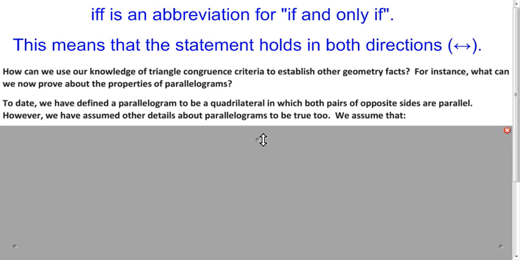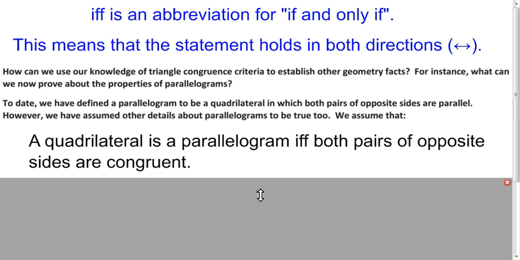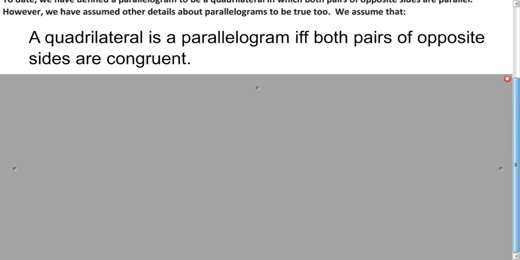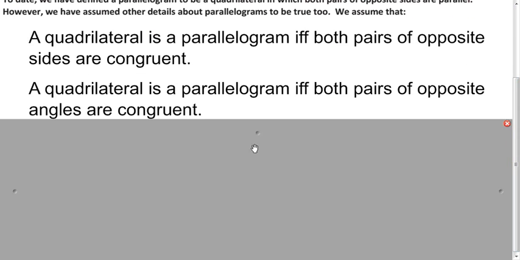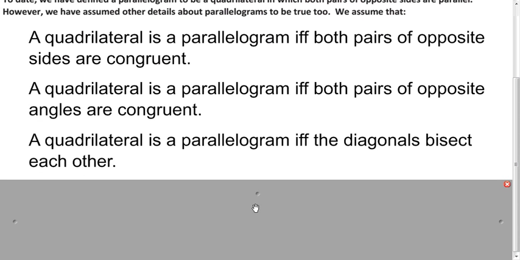And so for example, what have we learned about parallelograms so far? Well, we learned that we have a parallelogram if both pairs of opposite sides are congruent. And that also holds in the other direction. So if we have a quadrilateral and both pairs of opposite sides are congruent, then it's a parallelogram. That's what the if and only if means. Okay, we also learned if both pairs of opposite angles are congruent, it's a parallelogram. And we learned that if the diagonals bisect each other, it's a parallelogram.